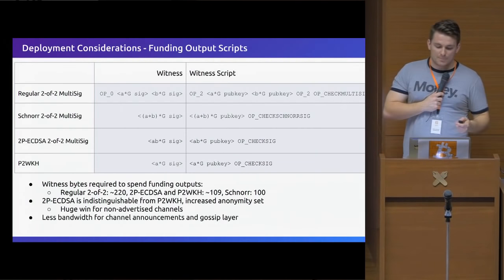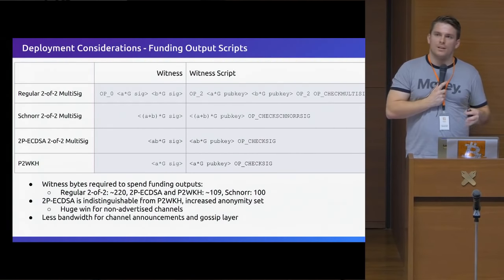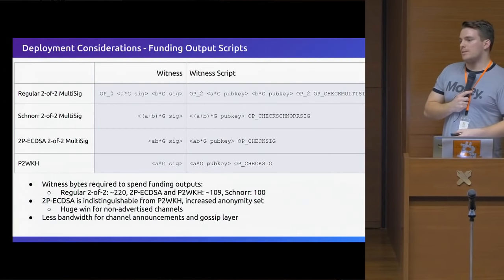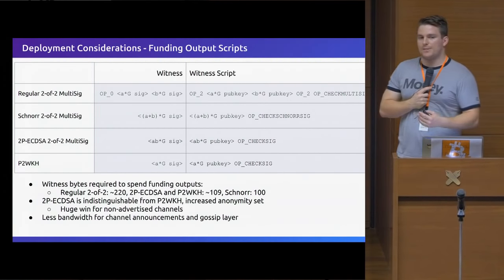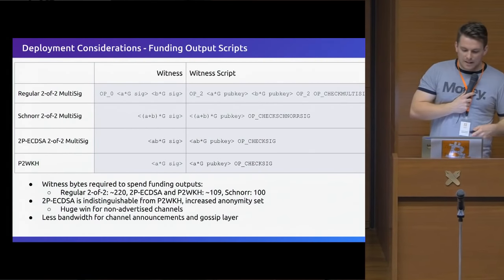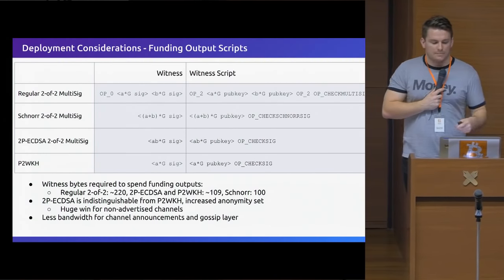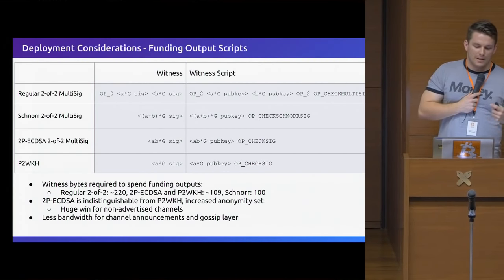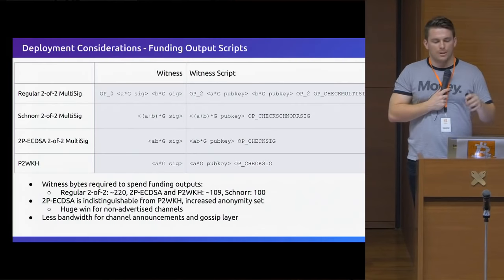And I think that's a pretty huge win, especially as we move to a network where many mobile devices, or a node you keep on your laptop, are not going to advertise their channels for routing because of intermittent connectivity. And finally, there's actually less bandwidth at the gossip layer due to the channel announcements now having one less signature. So that improves the network load in general.